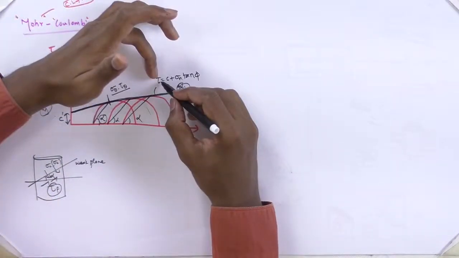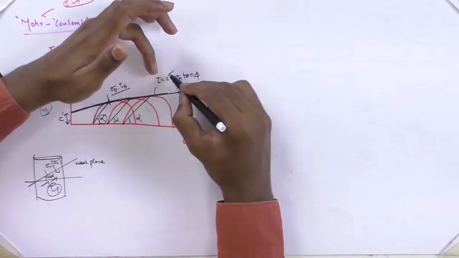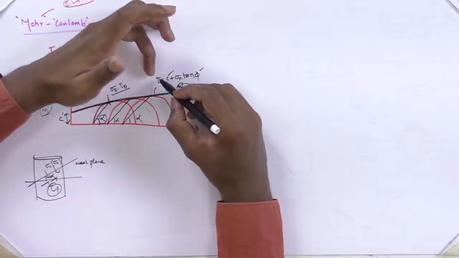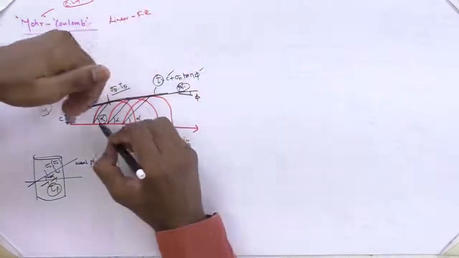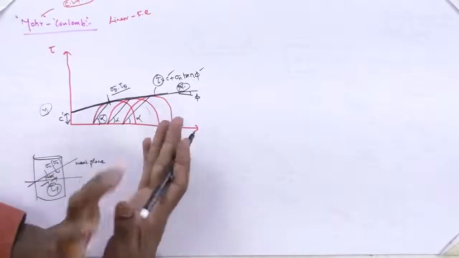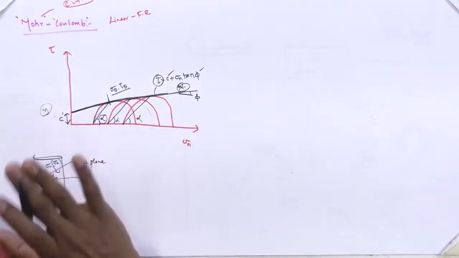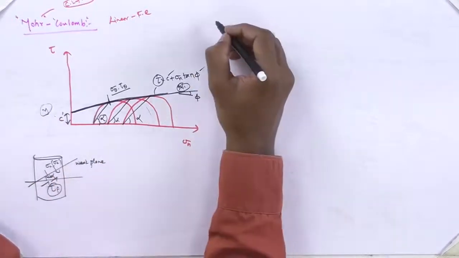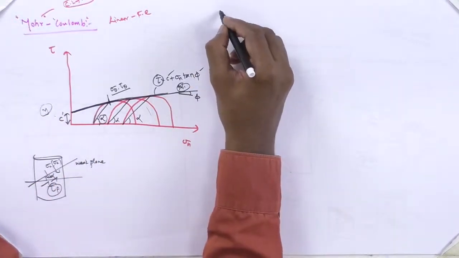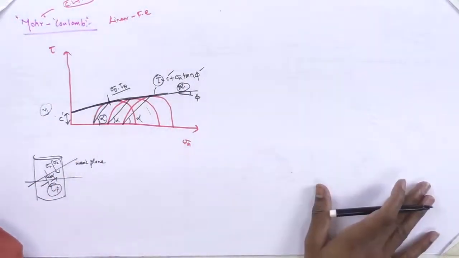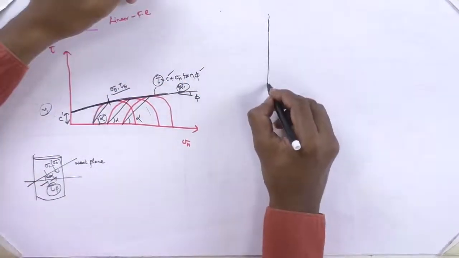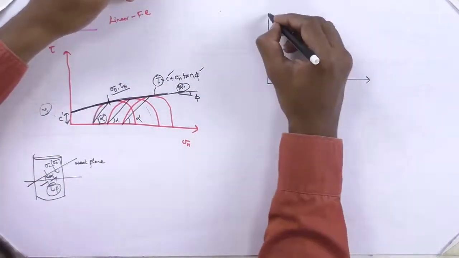That is what is given by this equation. Once you find C and phi, you can compute tau. So with a simple graphical representation, the failure plane at which the soil is about to fail can be determined. Very simple work. This is the Mohr Coulomb equation. So, let me explain.